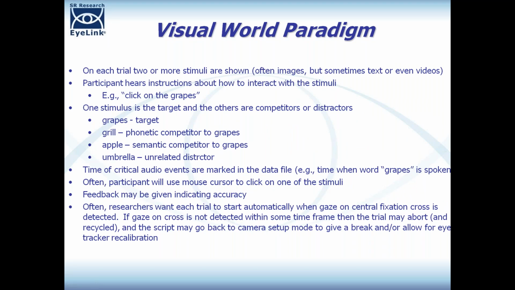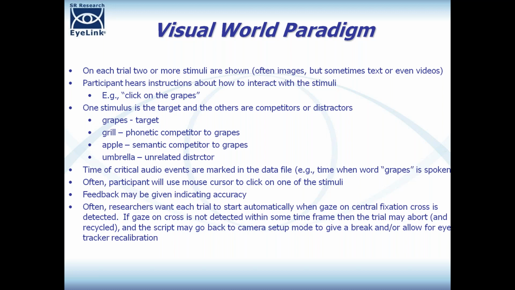Basically, on each trial, a participant will see 2 or more stimuli on the screen. Oftentimes that's 4 images on the screen. Sometimes it can be text, or sometimes it can be videos, but it's often images. Then the participant typically will hear some instructions about how to interact with those stimuli. For example, click on the grapes. That's the example that we built in the visual world programming webinar.